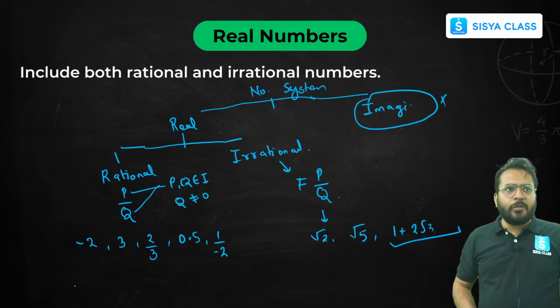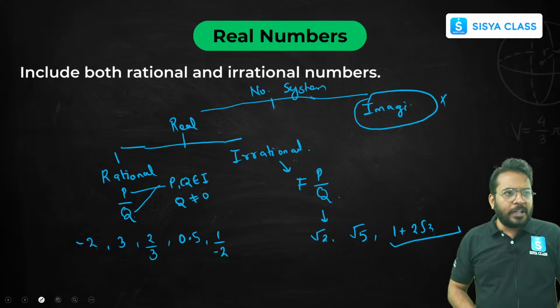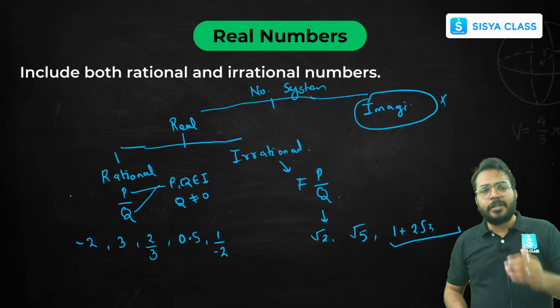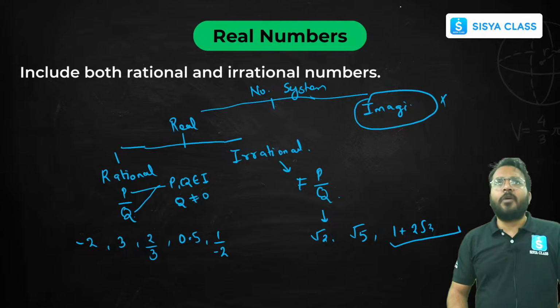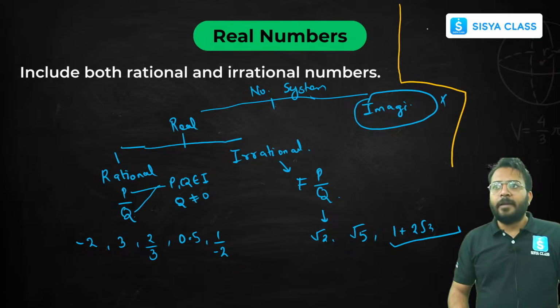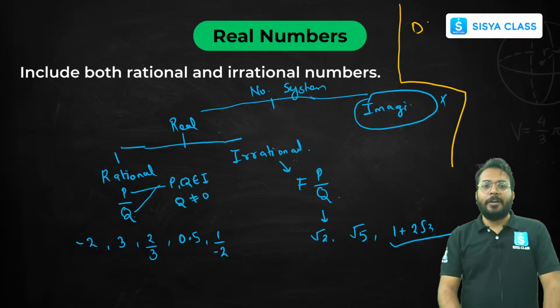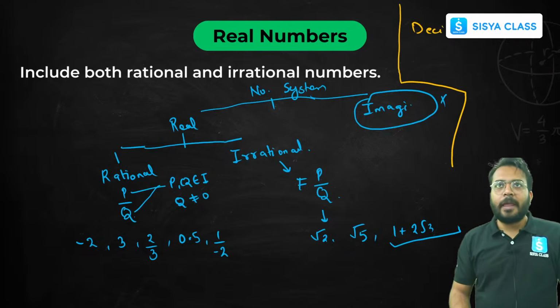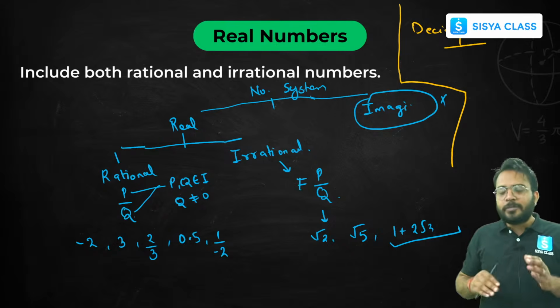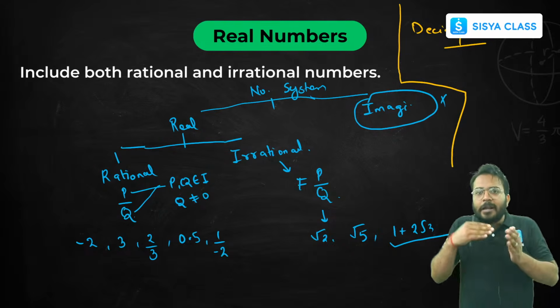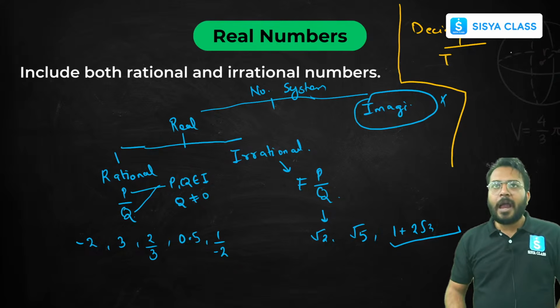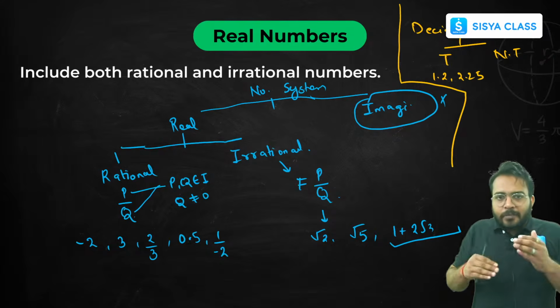If you talk about decimal numbers now, I will give you one little hint: it is given in the ICSE, it is not given in the CBSE part. Decimal numbers are categorized into two parts, that is terminating and non-terminating. Terminating means, if you are having 1.2 or 2.25, they are all terminating decimal numbers.